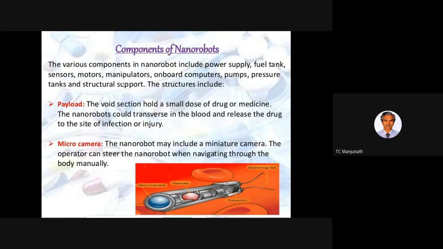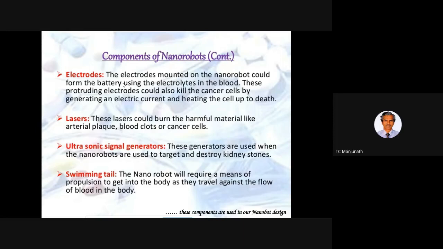The electrodes, carbon wires, the nanowires as they call them, send the signals from the actuators to the particular motors. The electrodes mounted on the nanorobot could draw power from the battery using the electrolytes in the blood. And of course, lasers could burn harmful material like plaque, blood clots, cancer cells. It's like the laser pointer you use in your PowerPoint presentations in your colleges. Similarly, the nanobot or microbot can have a laser pointer. Once that laser pointer is targeted at a cell, it can be killed.